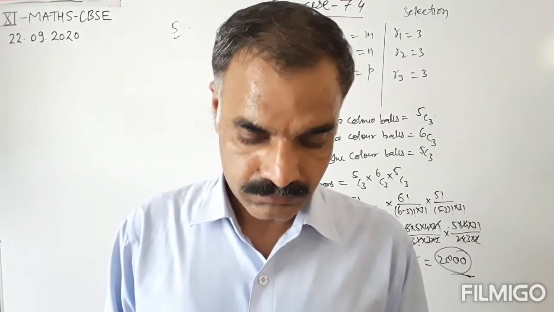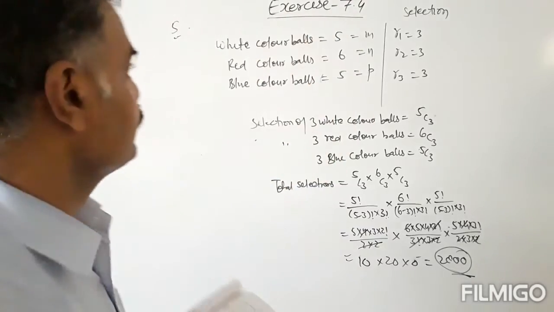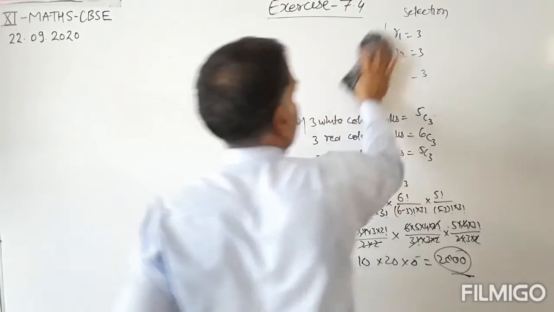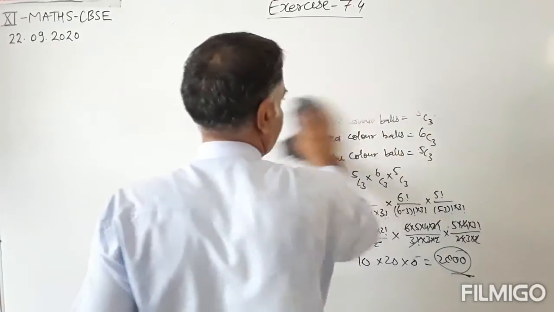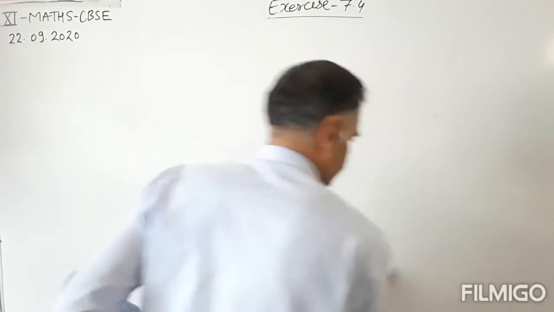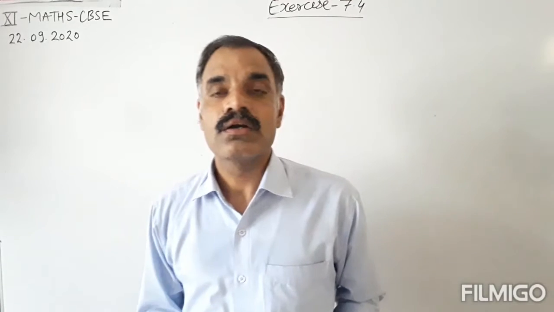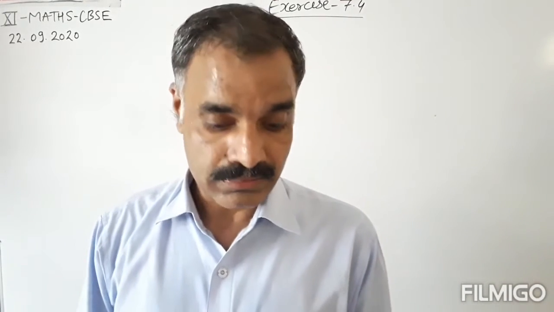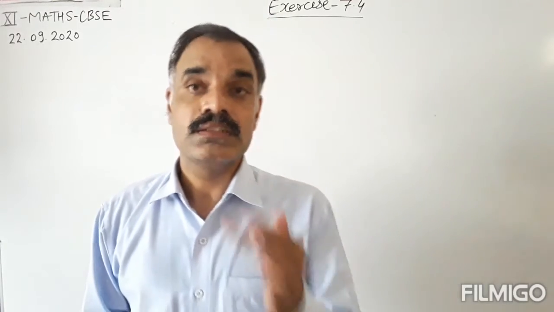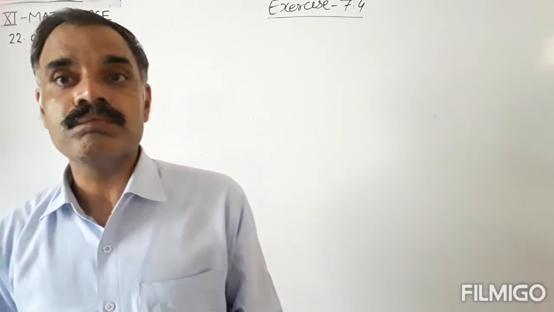Now question number 6 of the same exercise, exercise 7.4. We are solving exercise 7.4 related to combinations. Determine the number of 5 card combinations.